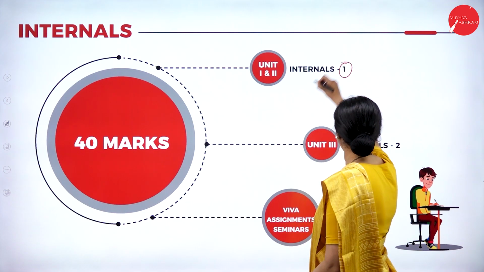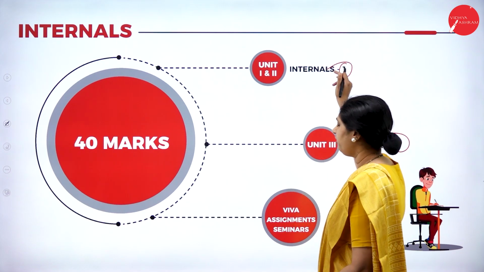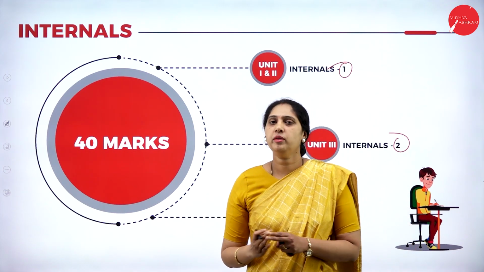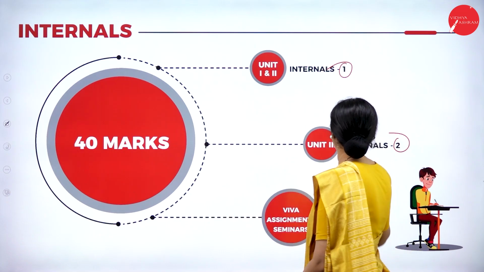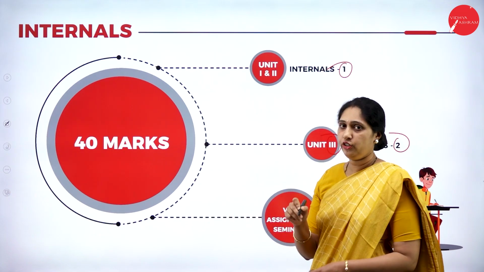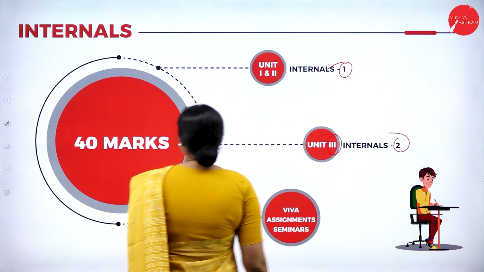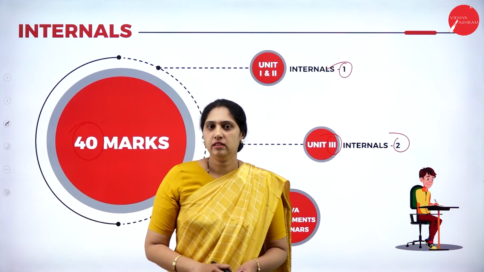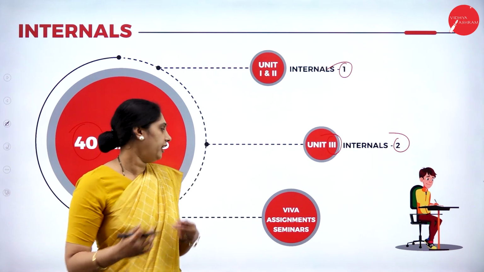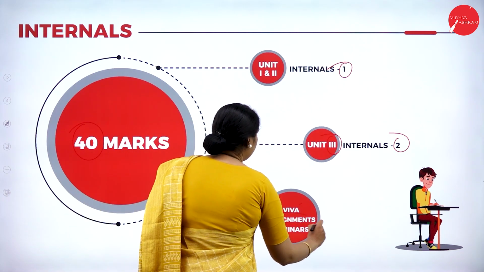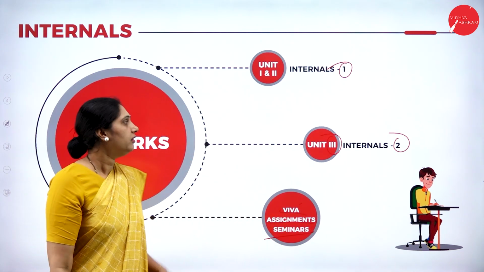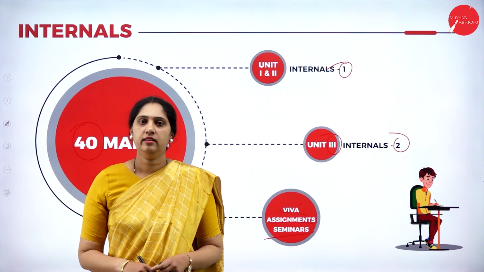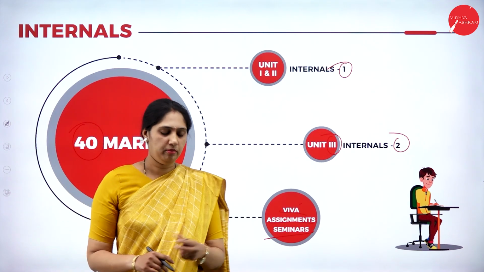Okay. Next is our internals. How many internals are there? 2 internals. So if the first internals is 2 units, what about the second internals? Second internals, it's all about the third unit. Okay. Marks allotted is 40 marks. 30 marks is for writing your internals, and 10 marks will be for your viva, assignment, seminars. Okay. This is all about internals. How many marks totally? 40 marks.